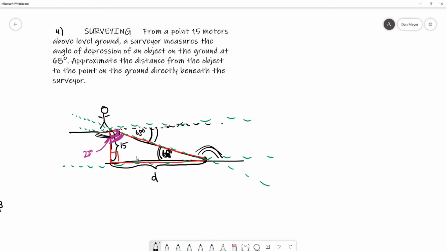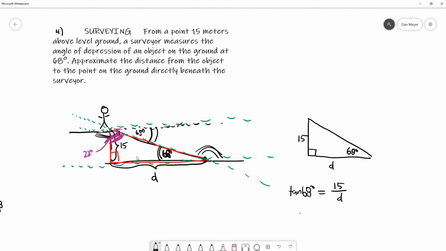The key thing is that we've identified our triangle. And so once you've got your picture and your triangle, it's not always a bad idea to pull that triangle off to the side with some of the key components. Okay? There's 68, there's 15, there's this side that we want. There's a trig function that relates those two sides. That one angle and these two sides is tangent. Tangent of 68 degrees is opposite 15 over adjacent D. And we're trying to determine what D is.